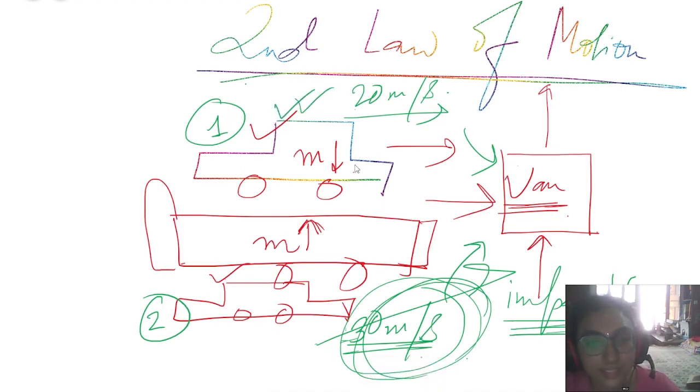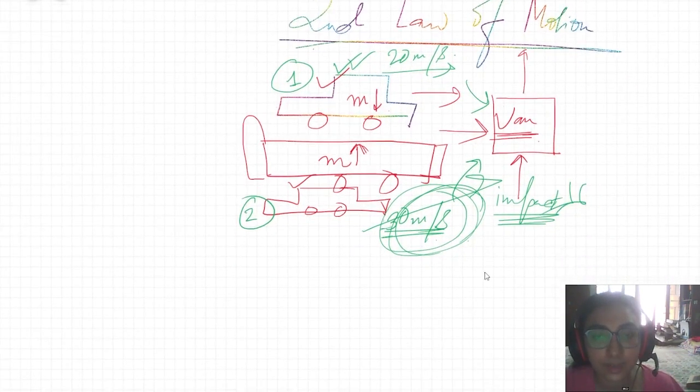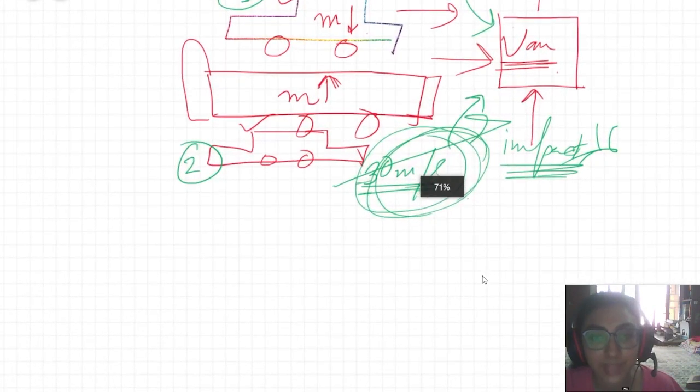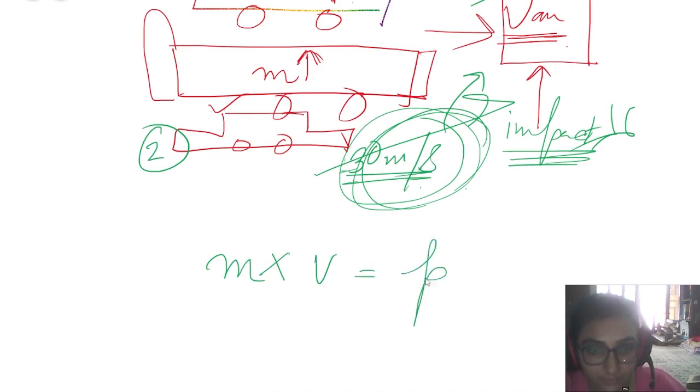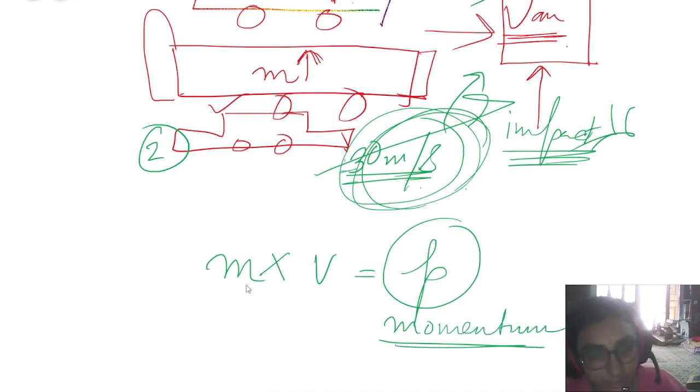So this gives us an idea that the impact that an object creates depends both on its mass and its velocity, right? So this has a name, the product of its mass and velocity is called momentum. So you can write it down as the product of the mass of an object and the velocity of an object.